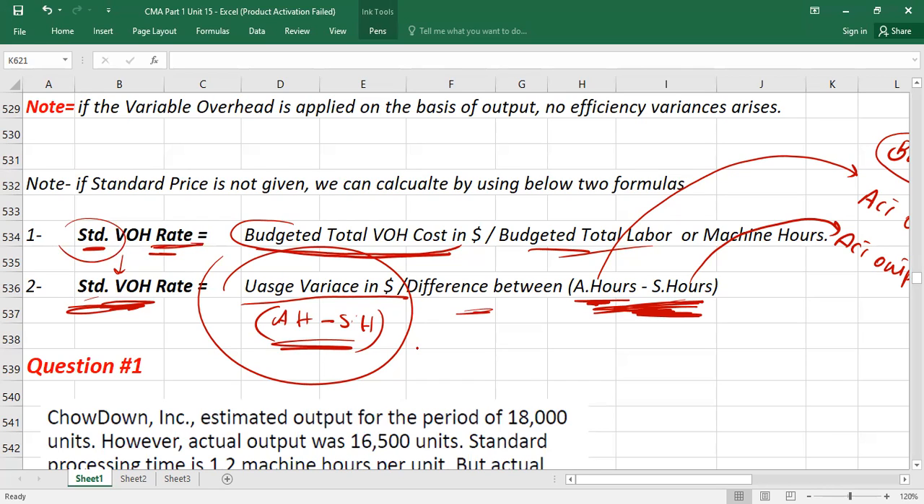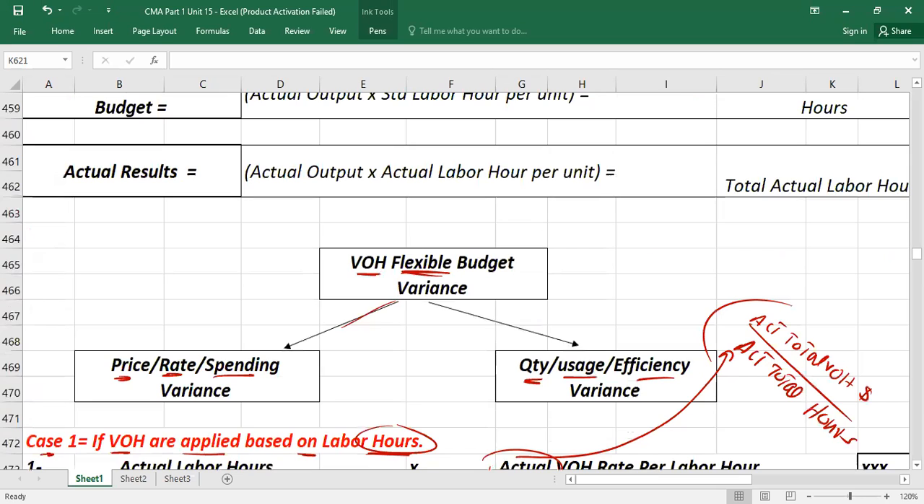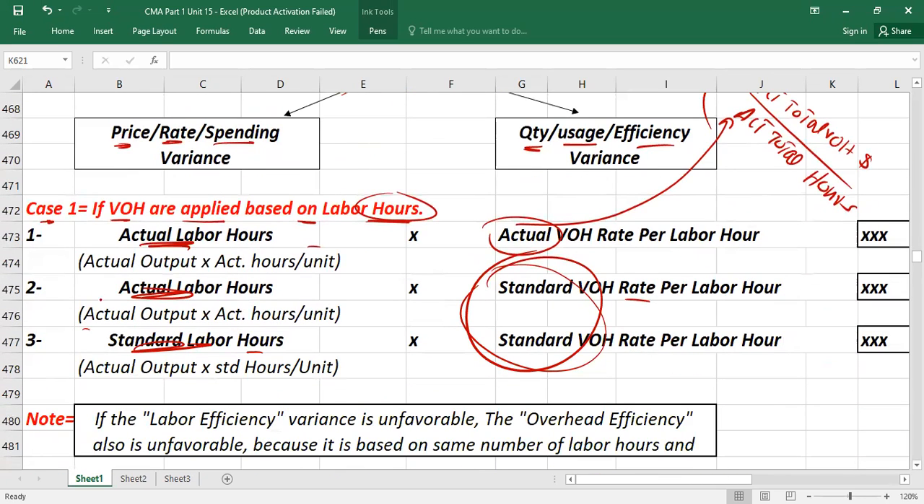And what was the case? At the end, I can summarize. It will take only 2 minutes and the whole summary will be with you. So there are 3 lines. Which 3 lines? Actual hours into actual rate. Then the second line is what? Actual hours into standard rate. The third line is what? Standard hours into standard rate.